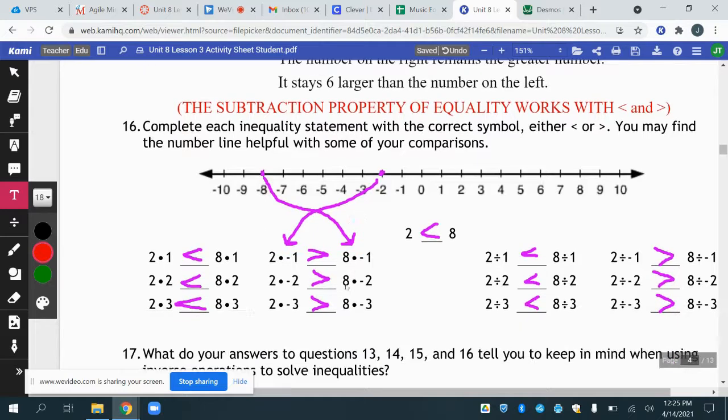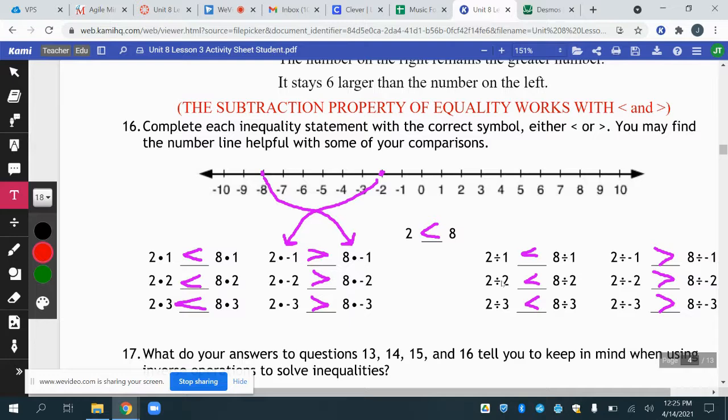However, when we multiply, things are a little more complicated. This is the big one, and I wrote it in red down here as well. We can also multiply and divide by the number. Notice if I have 2 times 1 and 8 times 1, 8 is going to be a bigger number. I have 2 times 2 and 8 times 2, 8 is going to be the bigger number. 16 and 4, 16 is bigger than 4. So it doesn't switch which one's bigger when you multiply.